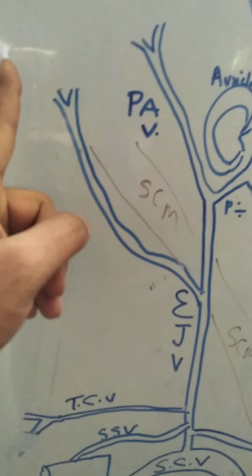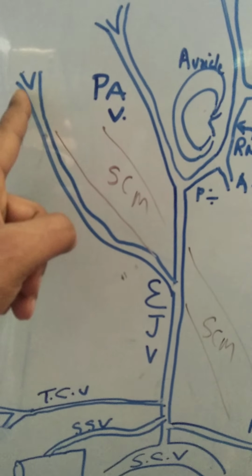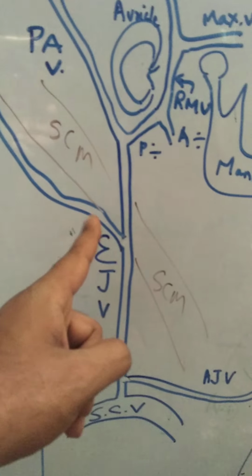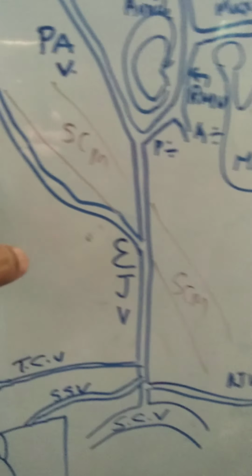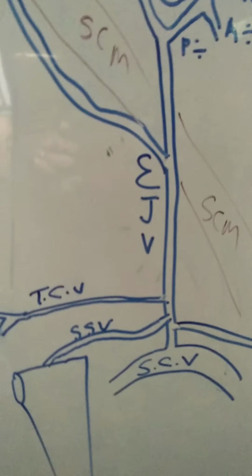Then from behind the neck, coinciding with the posterior border of sternocleidomastoid, therefore it's called posterior external jugular vein. Don't confuse this with the main external jugular vein. You can remember it as posterior jugular vein because it's anterior jugular, so it can be aptly called posterior jugular vein.